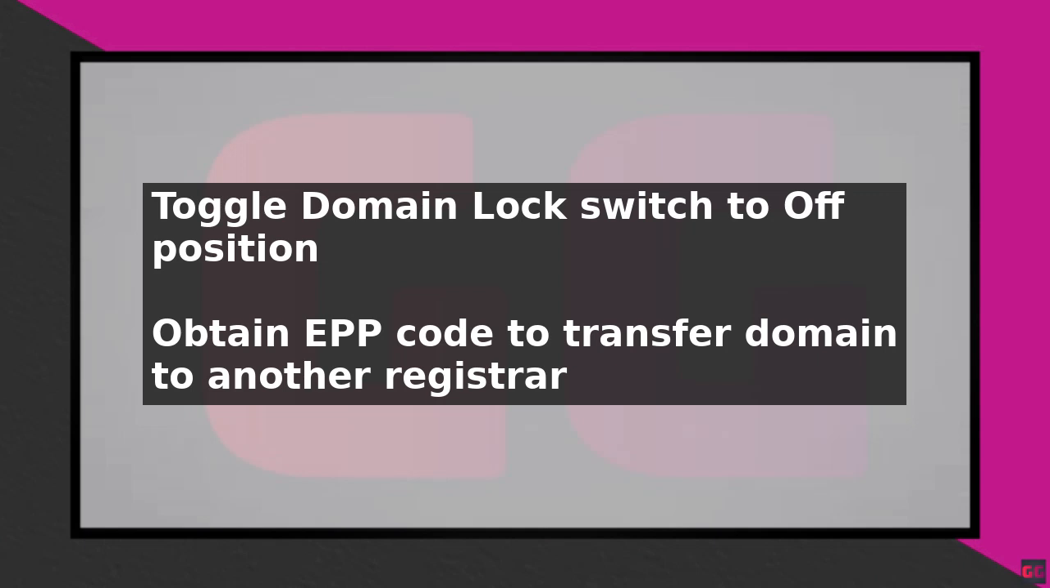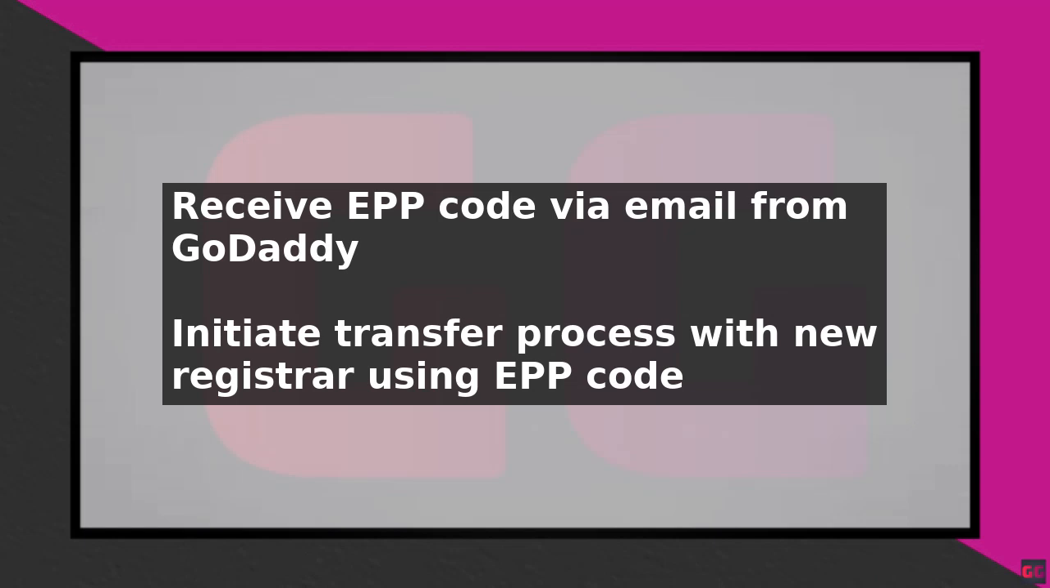It is essential to note that it may take up to 24 hours for the domain lock to be fully removed and for the EPP code to be emailed to you. During this time, your domain may still appear as locked, but it will be unlocked once the changes have been fully processed.